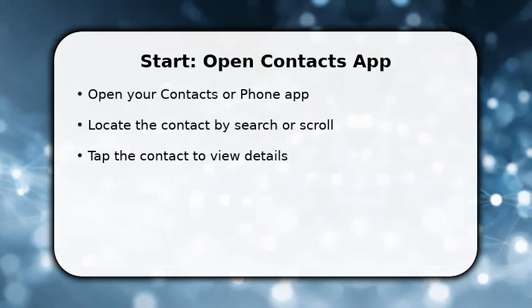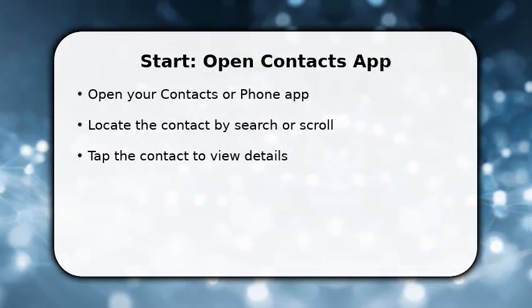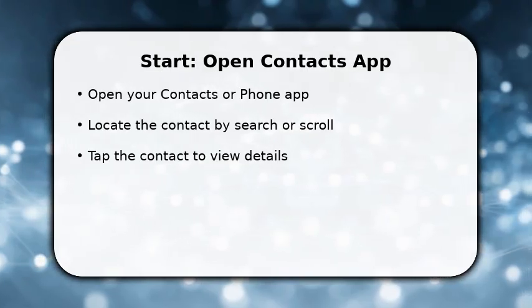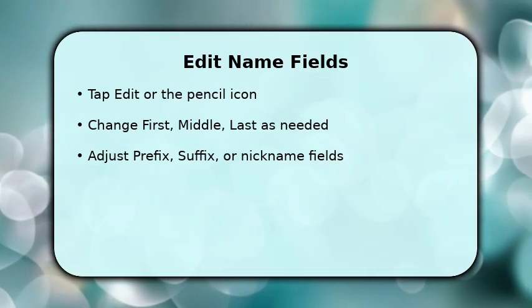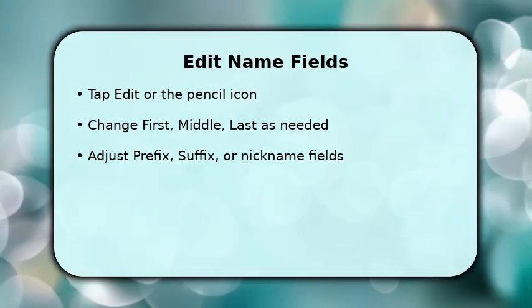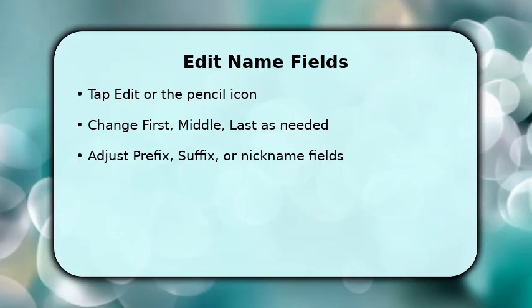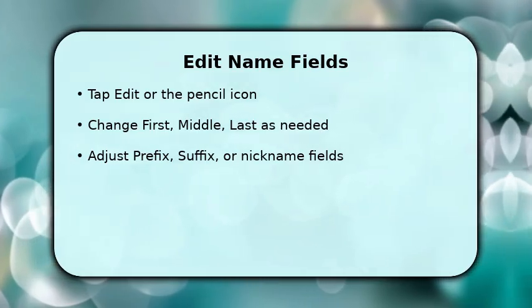Now, look for the edit or pencil icon and tap it to start changing fields immediately. You are now in edit mode and can modify name fields. Change the first, middle, and last name boxes as required. Use the nickname or company field for alternate display.